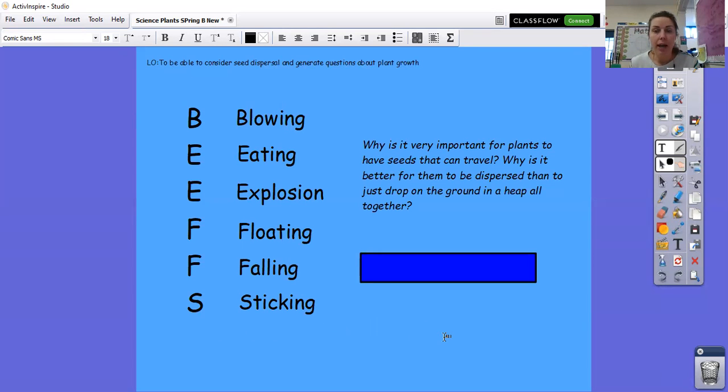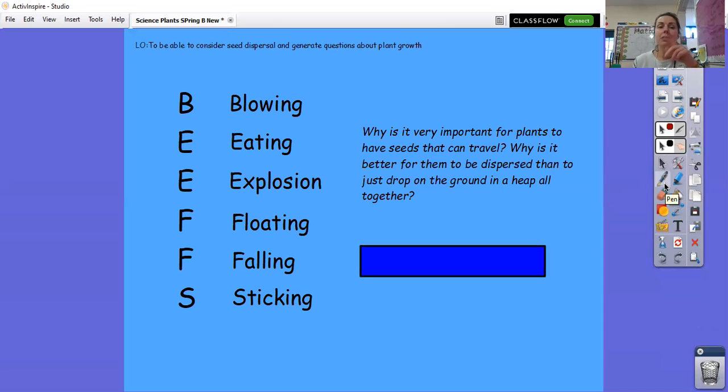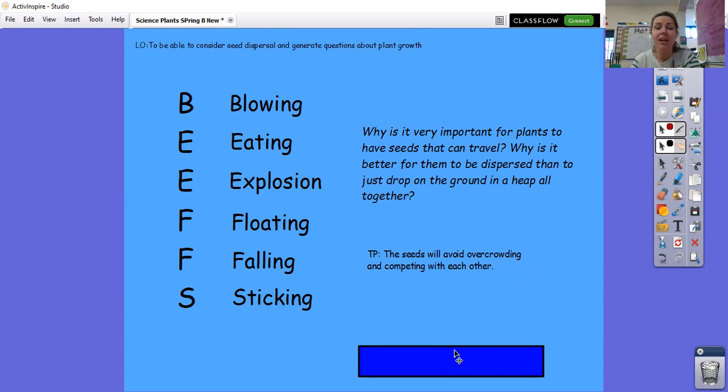And one thing to keep in mind is that it's important for plants to be able to travel. It's because it's better for them to be dispersed all over the place than on one heap on the ground. Do you know why that is? It's because if they just stick together on one big heap, the seeds do not get enough air and there's not enough space for them to find a really good location to try and grow. So this way the seeds will avoid the overcrowding and they don't compete with each other. So they all got lovely, luscious grounds to grow, and that way they are going to be successful in their growing.